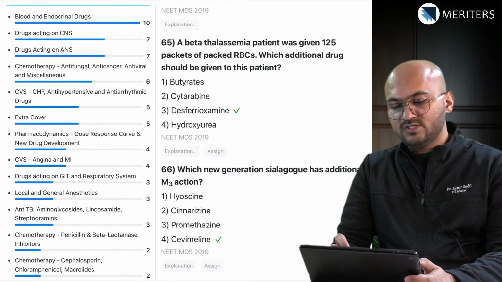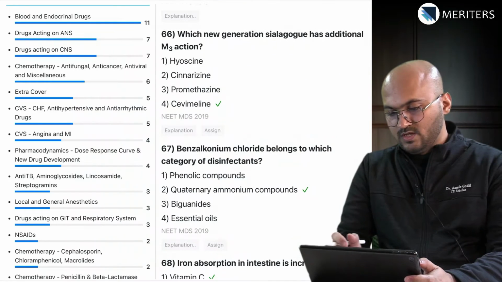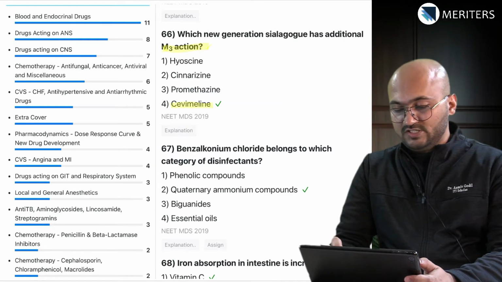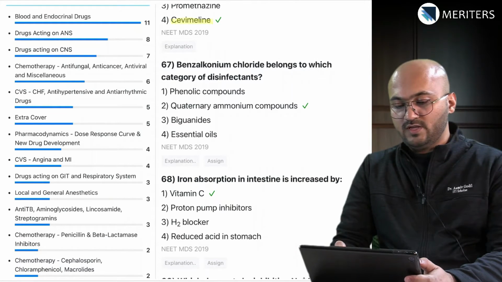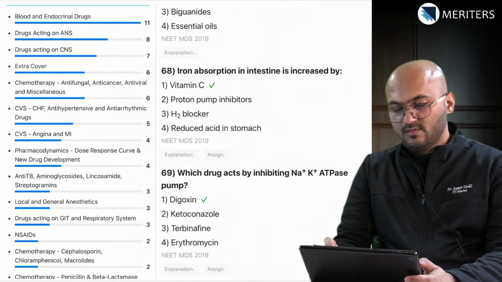Beta thalassemia patient was given 125 packets of packed RBC. Which additional drug should be given? So again, blood. Which new generation sialagogue has additional M3 action? Cevimeline. Similar question we saw before with xerostomia and Sjogren's. Benzalkonium chloride belongs to which category of disinfectants? Quaternary ammonium compounds.